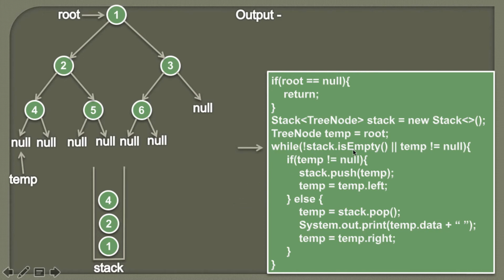We'll again check whether stack is empty or not and temp is equal to null or not. So currently you can see temp is equal to null but stack is not empty. Therefore the condition in while block comes out to be true. And then in the if block we'll check whether temp is equal to null or not. So here you can see temp is equal to null. Therefore the condition in if block comes out to be false. So the else block will be executed.